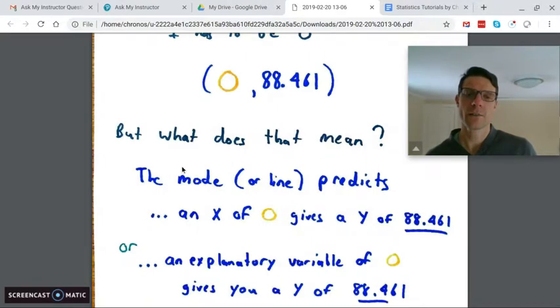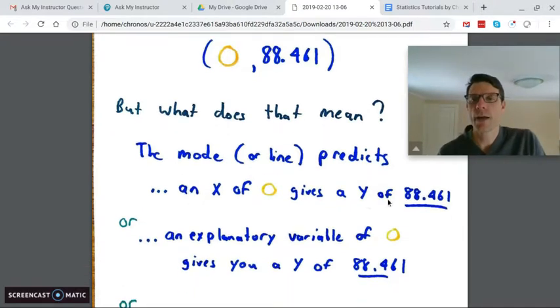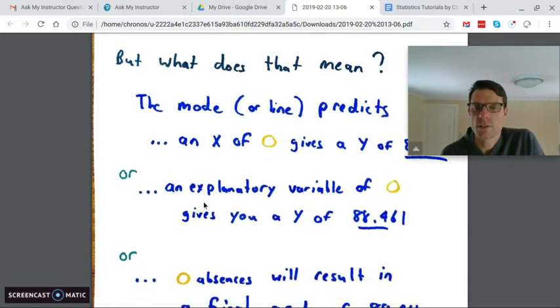Sorry, I have a little typo here. This should be: the model or line predicts an x of 0 gives you a y of 88.461. Okay, an x of 0 gives you this 88 number. Now let's start translating that into the language of regression. An explanatory variable of 0 gives you a response variable of 88.461.